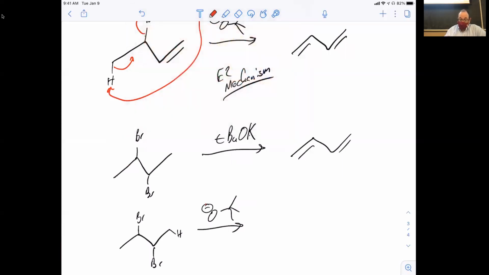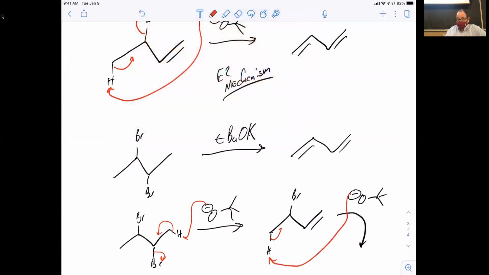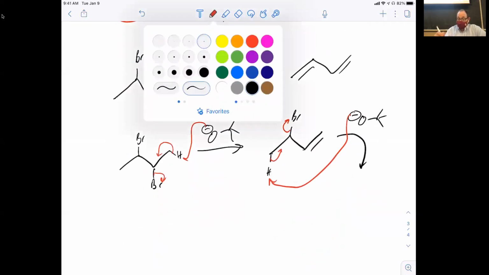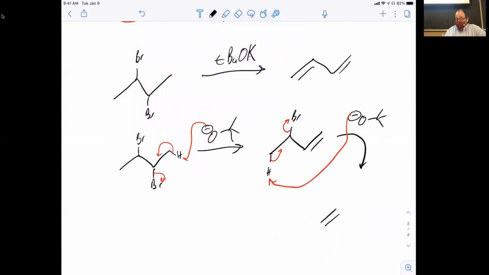Again, we would get elimination. It should be antiperiplanar; I didn't draw it that way. And then we just have another one. So we get consecutive E2 reactions to give us the diene.